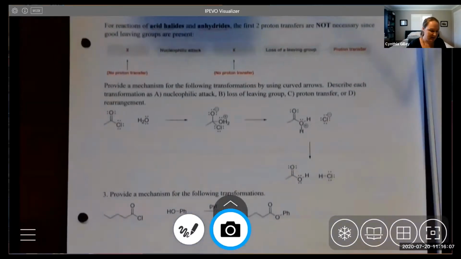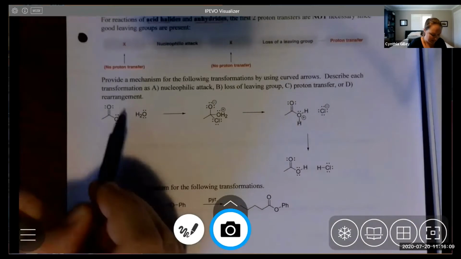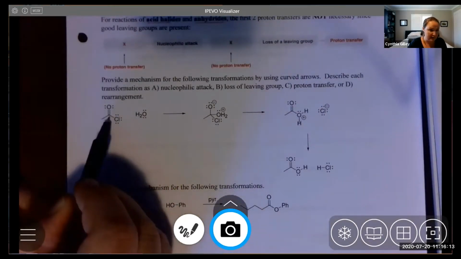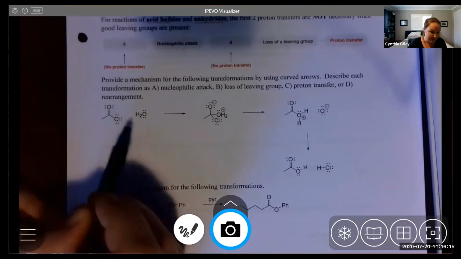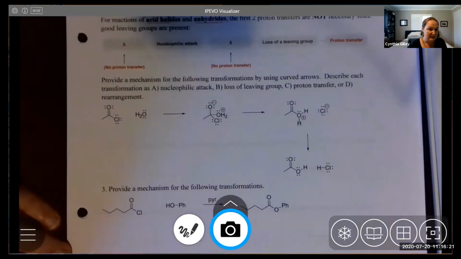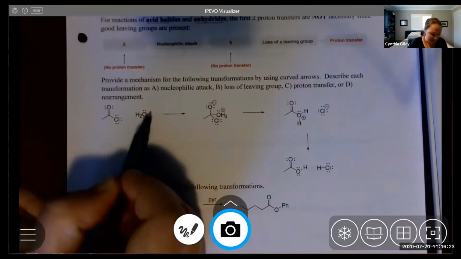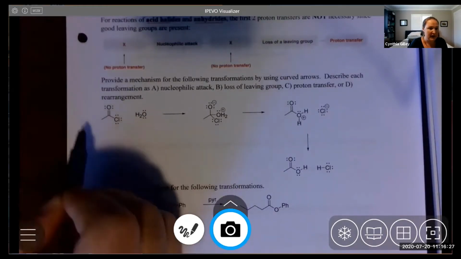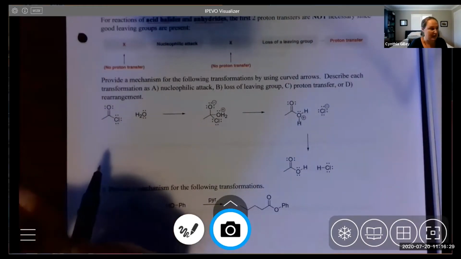Okay, so here's an acid halide, which we know is the most electrophilic carbonyl carbon. And it's being reacted with water, which is a weak nucleophile. So even though this is a weak nucleophile, the fact that we have the best electrophile makes up for that. And we don't need any initial proton transfer.